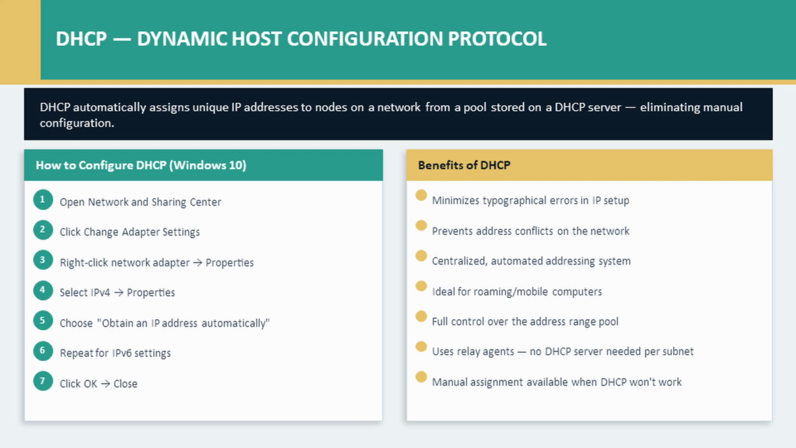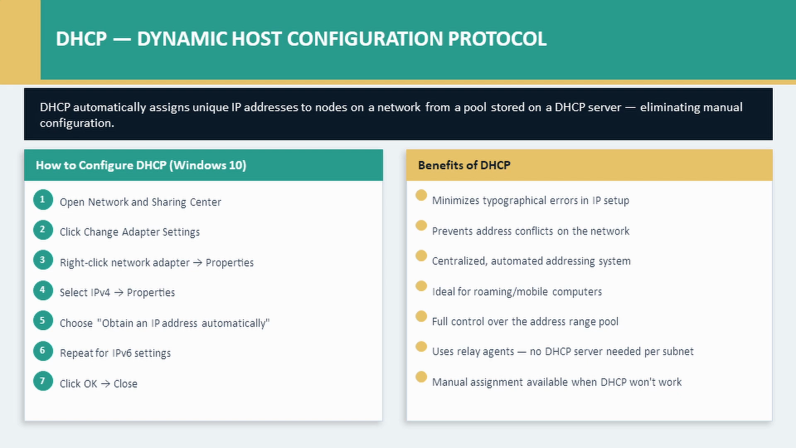On Windows 10, DHCP is enabled by default. To verify or enable it, you open the Network and Sharing Center, navigate to your adapter's properties, select Internet Protocol version 4, and choose Obtain an IP address automatically. The same process applies for IPv6.